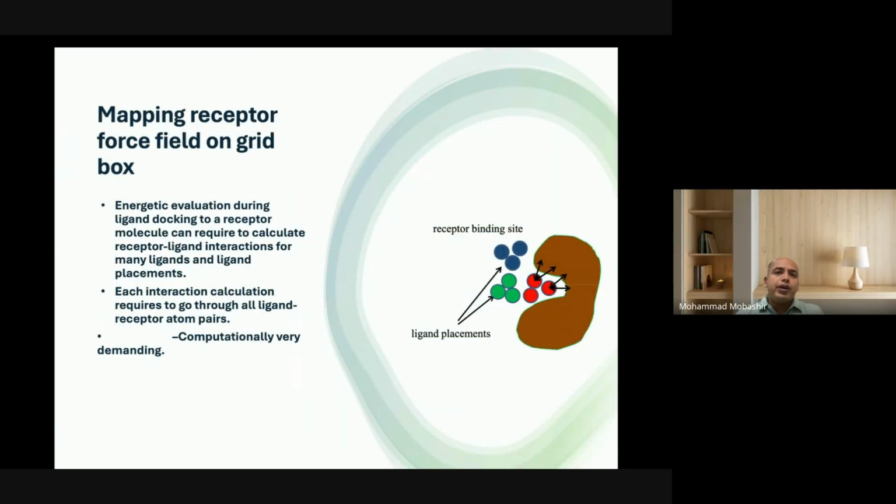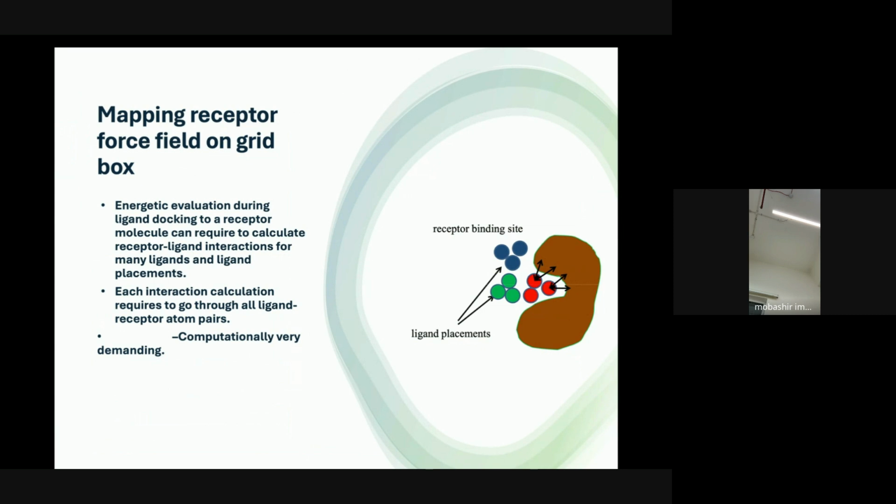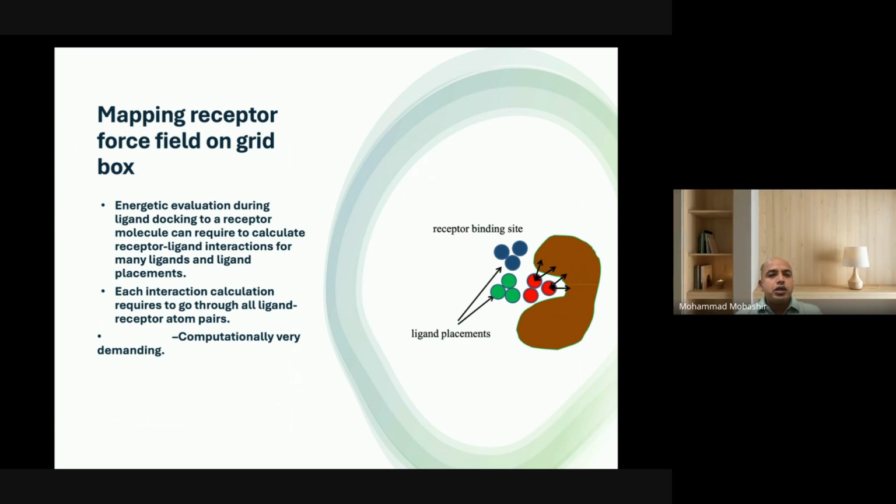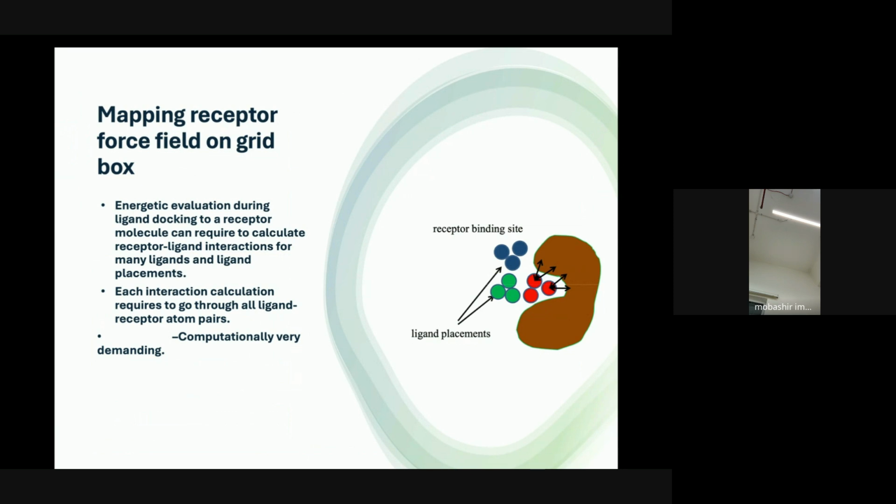Now to map the receptor force fields on a grid box. Energetic evaluation during ligand docking to a receptor molecule could require calculating receptor ligand interactions for many ligands and ligand placements. Each interaction calculation requires going through all ligand receptor atom pairs. It is computationally very challenging and demanding. The right side figure represents the receptor binding site and the ligand placements.